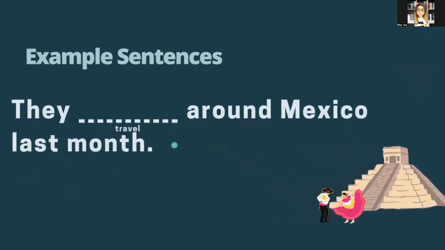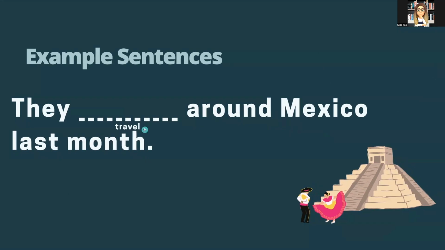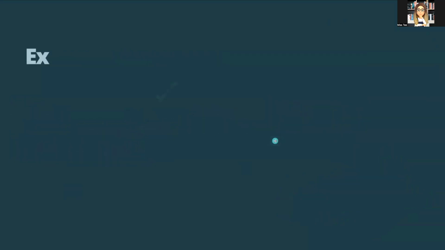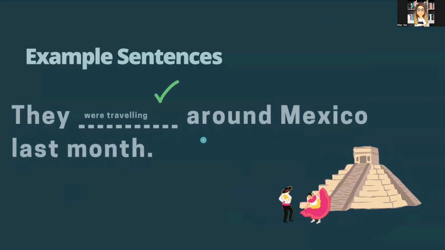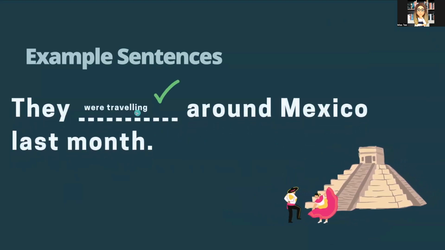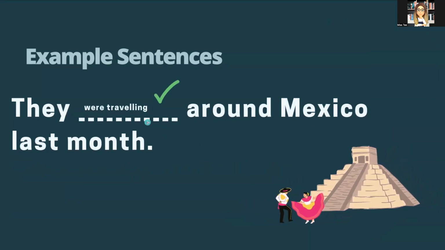One more. They, and then we have the word travel around Mexico last month. So travel. What can we do to change that into past progressive? They were traveling around Mexico last month. You'll see here we're adding two L's on ing. Doing this because I'm in the region of Canada and this is the spelling rule. However, it is different in different regions.